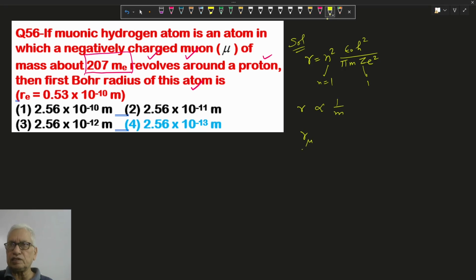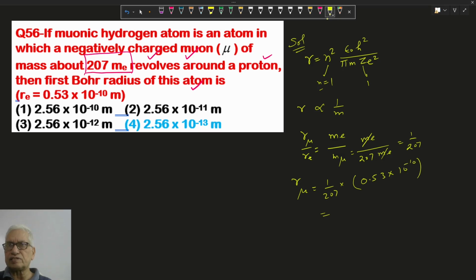Now the radius of the muon upon the radius of the electron in the hydrogen atom, for n equal to 1 and z equal to 1, is inversely proportional to the mass of the electron upon the mass of the muon. Given that the mass of the muon is 207 times the mass of the electron, that cancels out, so it is 1 by 207. So the radius of the muon is 1 by 207 times the radius of the electron's first orbit, which is given as 0.53 angstrom, 10 to the power minus 10 meter. Solving it, it comes to 2.56 into 10 to the power minus 13. So option 4 is correct.